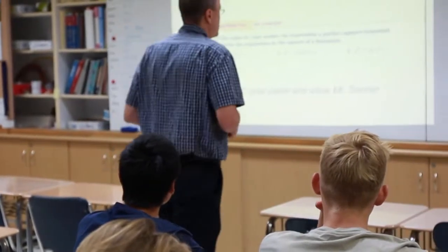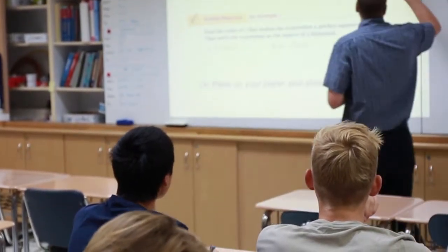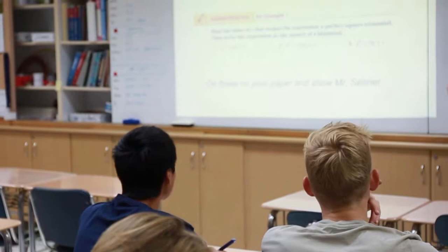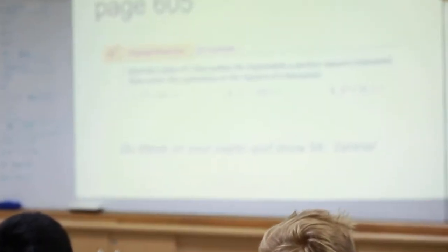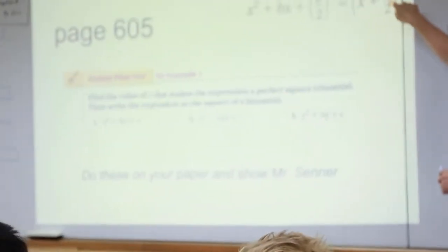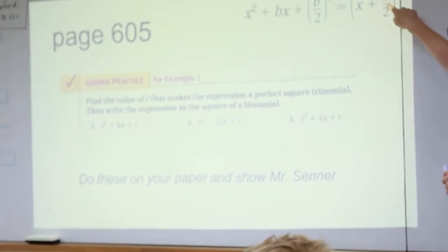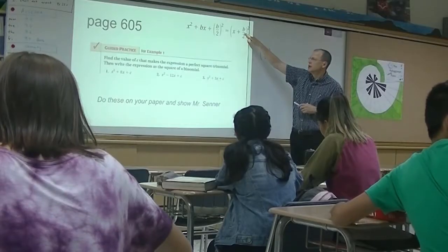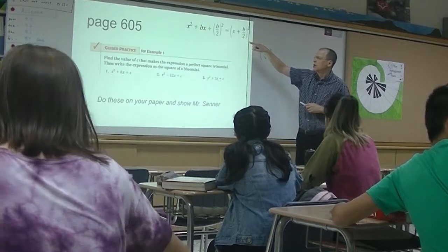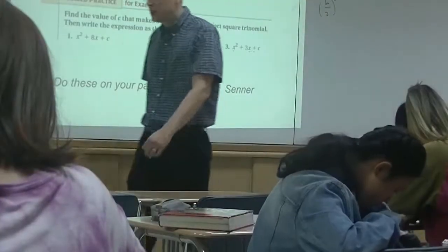When you write the expression, you're writing half of the middle number. So b over 2 here. Don't put b here. Don't put c here. We'll put c here. Put the b over 2. Okay, let's go through the middle.